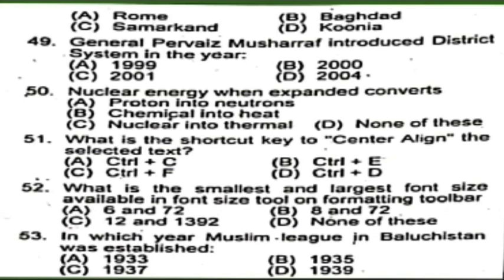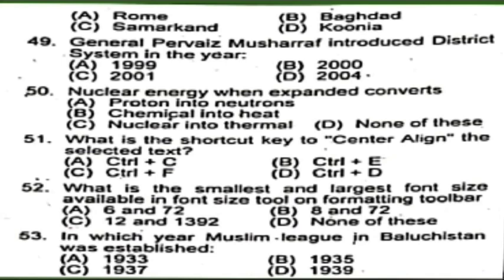Nuclear energy, when expanded, converts chemical energy into heat. What is the shortcut key to center align the selected text? Control E. Option B. What is the smallest and largest font size available in the font size tool on formatting toolbar? Is 8 and 72. Option B. 8 is smallest font size and 72 is the largest font size.